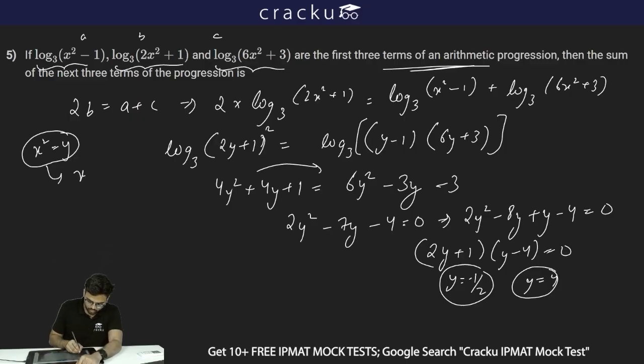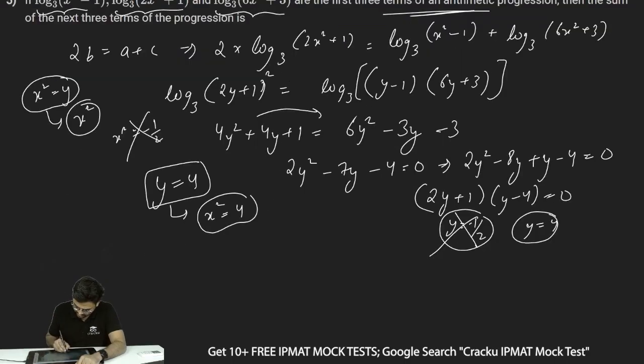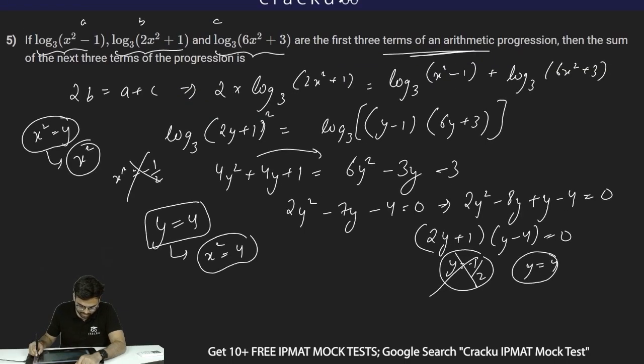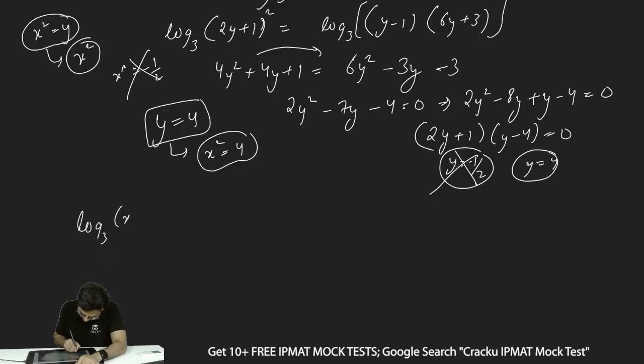But y was x square. Any term x square can never be negative, so y negative is never possible. Thus the value of y will be 4. Now if y is equal to 4, x square will be equal to 4. I'll just keep this as x square equal to 4. Now I'll see what are my first three terms of the progression. The first term is log base 3 of x square minus 1, so log base 3 of 4 minus 1, which is log base 3 of 3, which is equal to 1.